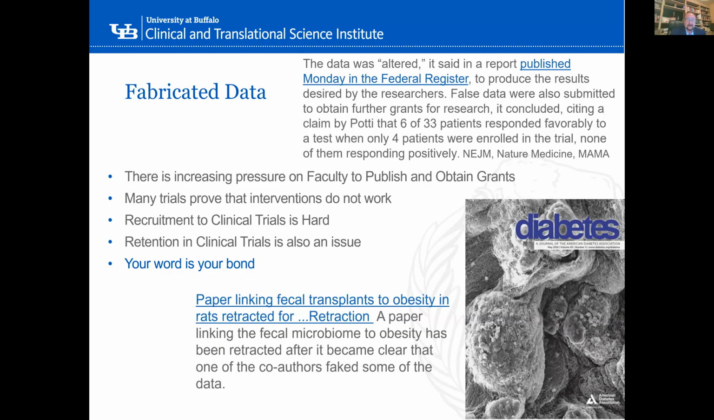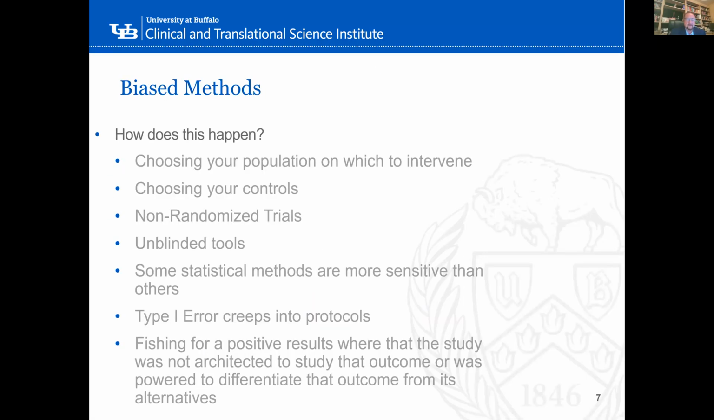Even though Diabetes is a very good publication, it was published, and the retraction was published in the New England Journal of Medicine, Nature Medicine. Oh, that should have been JAMA. So it's really a much bigger deal to get it retracted than it was to get it published in the first place. So why does this happen? Why do biased methods happen? Well, choosing your population on which to intervene can be biased. Choosing your controls can be even more biased and often is wrong.